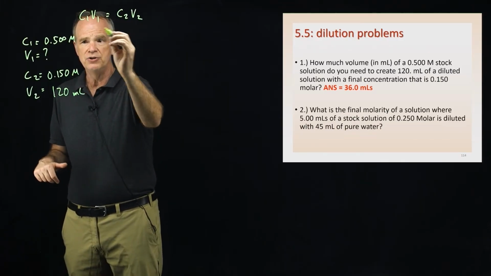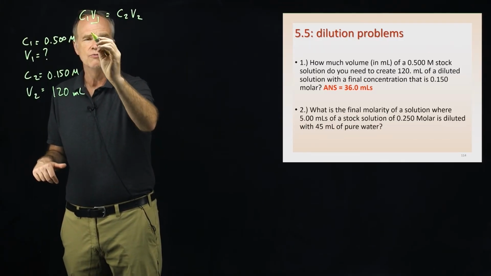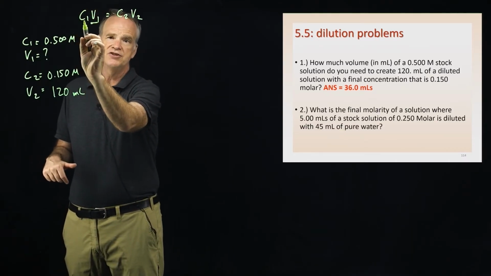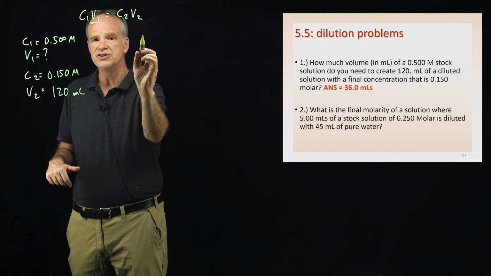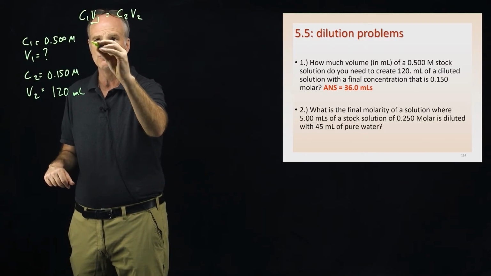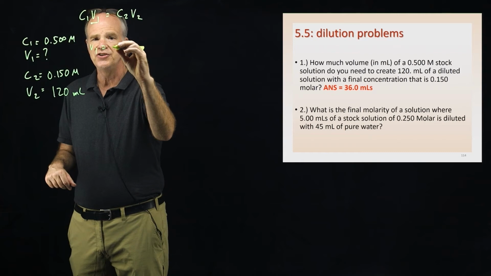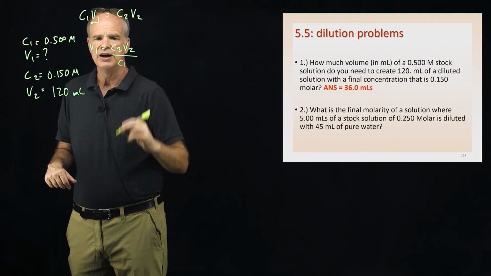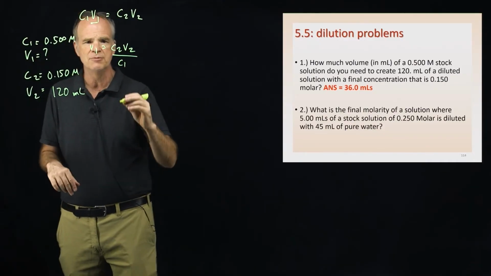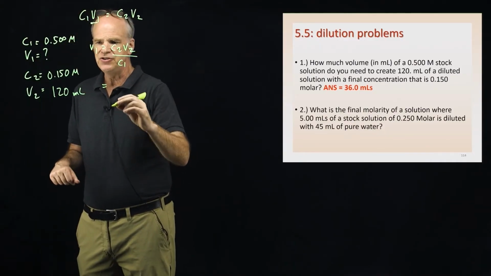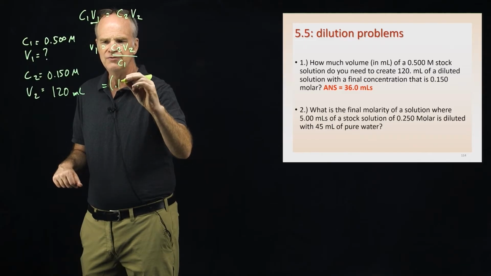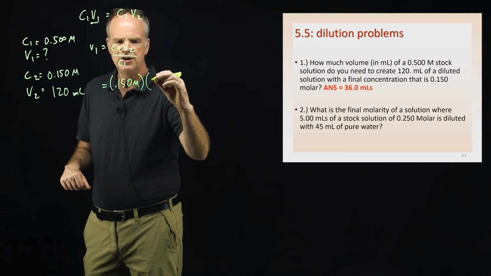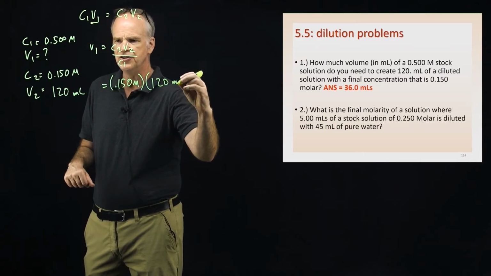What we want to do is solve for V1. C1 is in the numerator on the left side of the equation. When you move it to the right side of the equation, it goes into the denominator. So I'm going to rewrite this: V1 equals C2 times V2 over C1. Now you can just plug in numbers. C2 is 0.150 molar, and V2 is 120 milliliters.